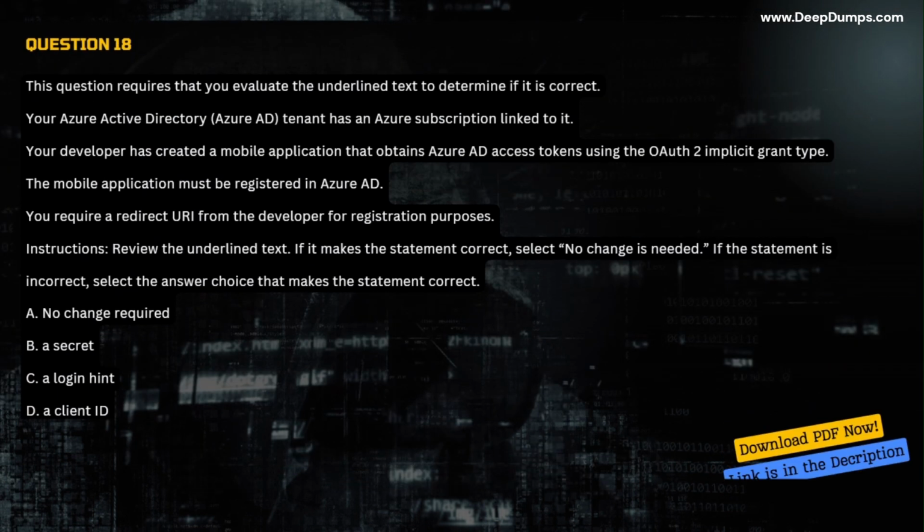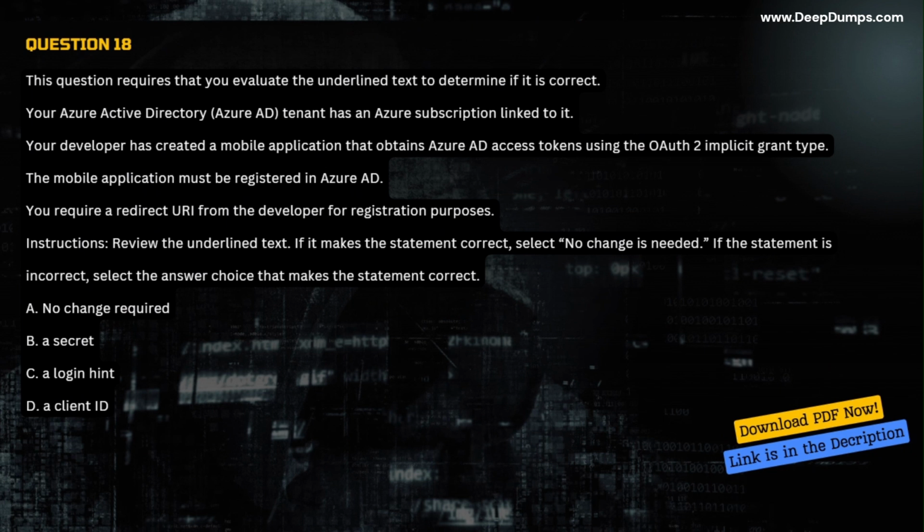Question 18. This question requires that you evaluate the underlying text to determine if it is correct. Your Azure Active Directory (Azure AD) tenant has an Azure subscription linked to it. Your developer has created a mobile application that obtains Azure AD access tokens using the OAuth 2 implicit grant type. The mobile application must be registered in Azure AD. You require a redirect URI from the developer for registration purposes. Instructions: review the underlying text.